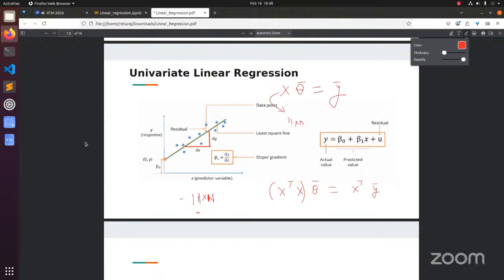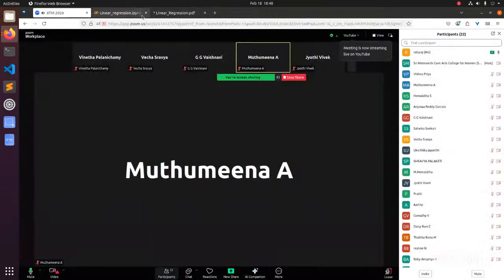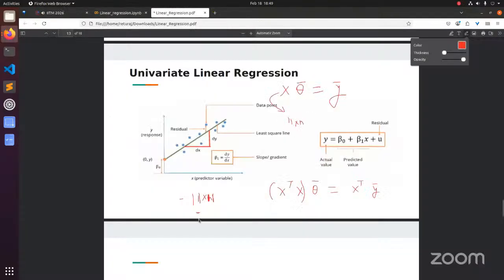Only one person? Is there only one person in the class? No, there are many people. So someone else who wants to say what is the size of x transpose x? Sir, 11 cross 11. So there are two people who said 11 cross 11. Anyone else who wants to say something else, or 11 cross 11?